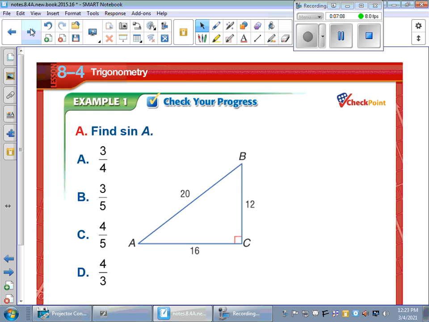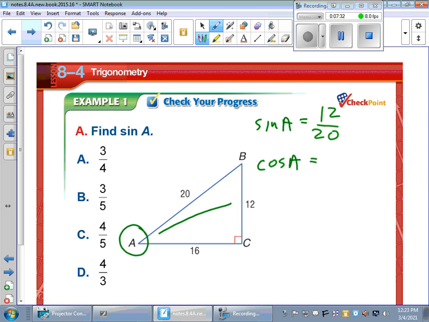So now in this example, I want you to find the sine of A. And actually, instead of just that, let's find everything. So let's find sine, cosine, tangent. So sine of A, here's A. So opposite is going to be 12. Hypotenuse is 20. The cosine of A, cosine is adjacent, so 16 over 20. And tangent of A is opposite, which is 12, over adjacent, which is 16.